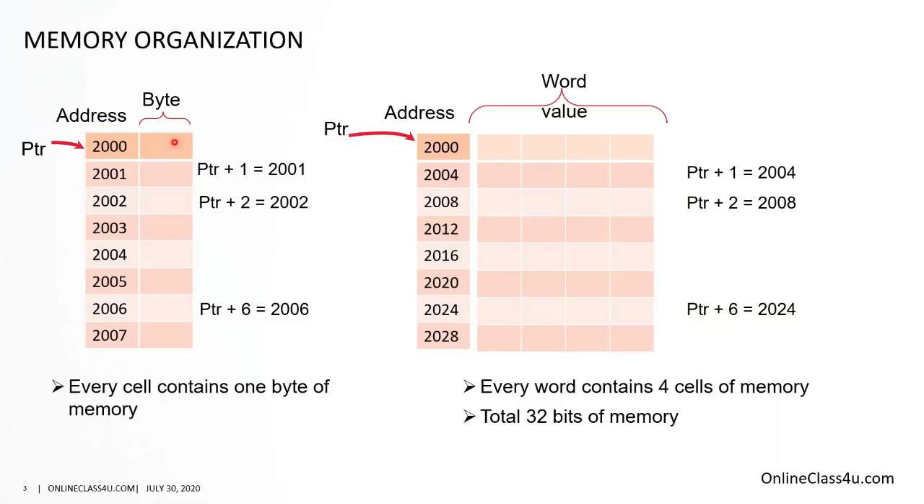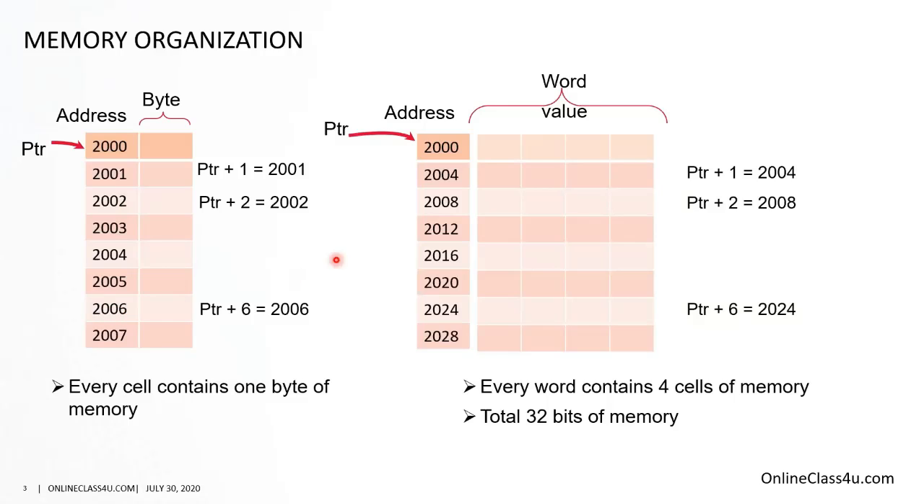So this is the first row. We are considering it starts from address 2000, memory location 2000. The next memory location will be 2001, then 2002 and so on. So if pointer is pointing to 2000, pointer plus 1 will be 2001, pointer plus 2 will be 2002 and so on. For example, if pointer is pointing to 2007 and you do pointer minus 1, then pointer will be pointing to 2006. It's simple arithmetic.